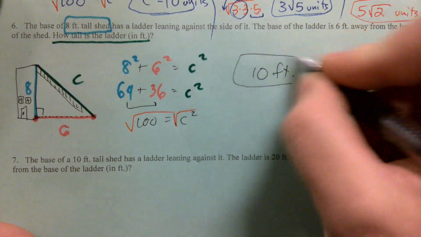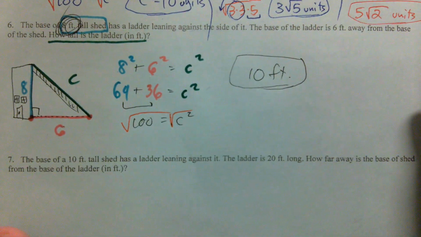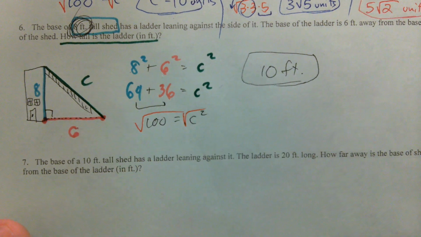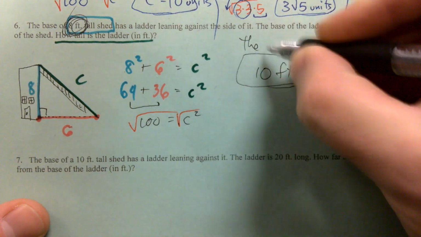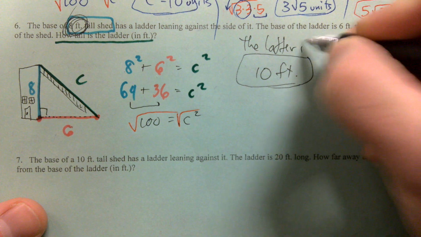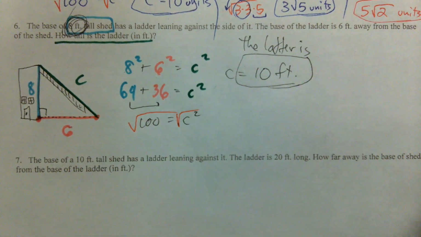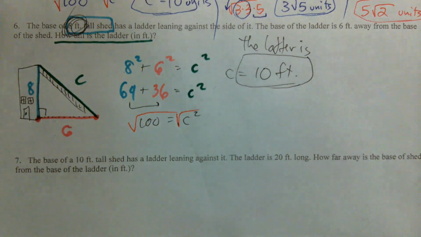Feet. We're talking about feet. We got to use the units that are in our problem. You can put C equals 10 feet. You could write out the ladder is 10 feet. It doesn't matter. Either one works. Okay.